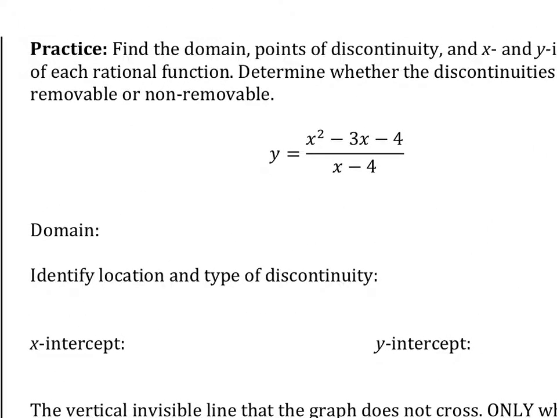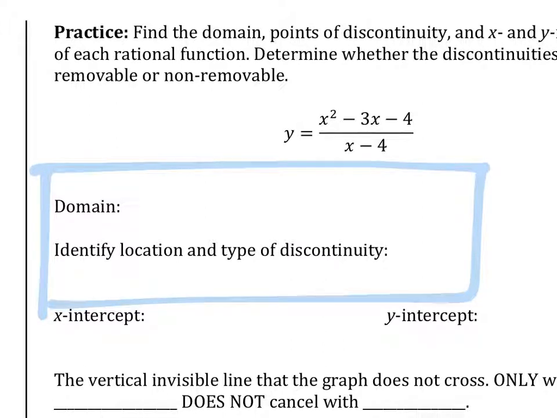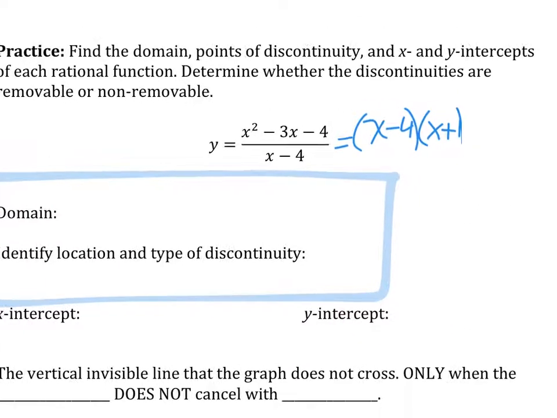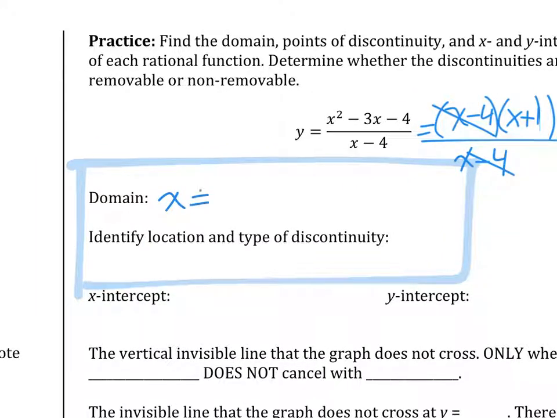This one is really tricky. Okay, again, let's have you and your partner do domain and location of discontinuity. No matter what you do, you always factor first. So this is x minus 4 times x plus 1 over x minus 4. You can see that it cancels. So the domain is x not equal to 4, but that 4 is a removable kind.